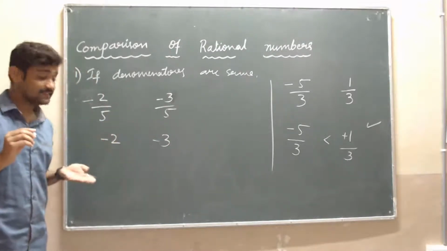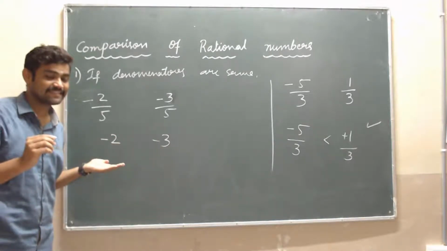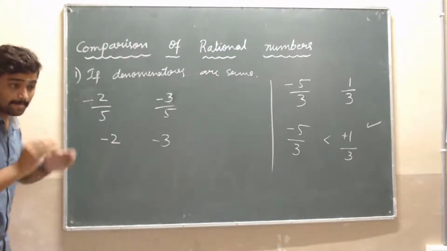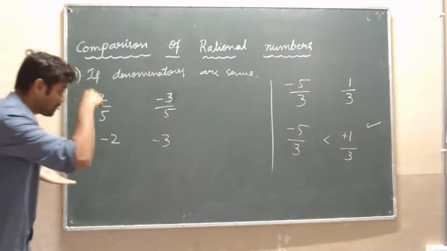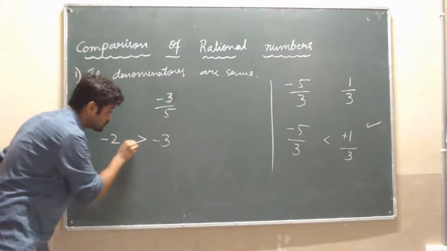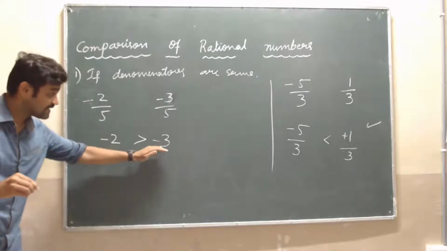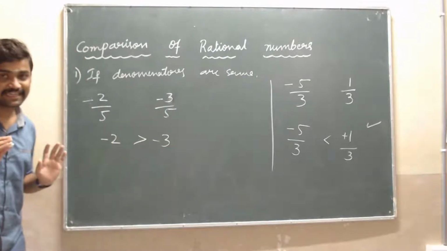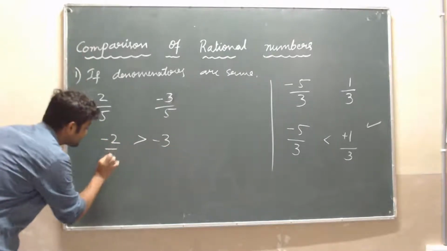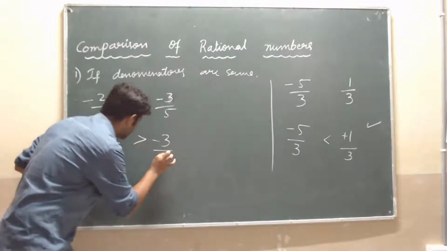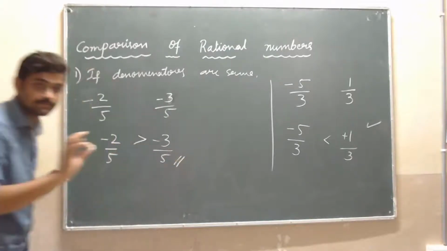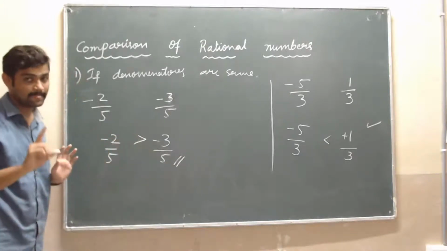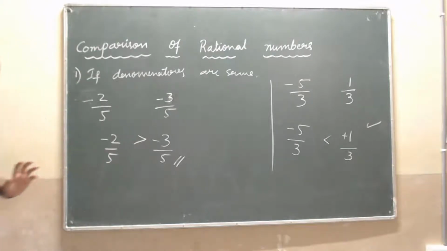Which number is smaller here? -3 is smaller than -2. See the previous example, then you will get it, isn't it? -3 is smaller than -2, and also we can tell that -2 is greater than -3. Then easily we can write that -2 by 5 is greater than -3 by 5. Understood?